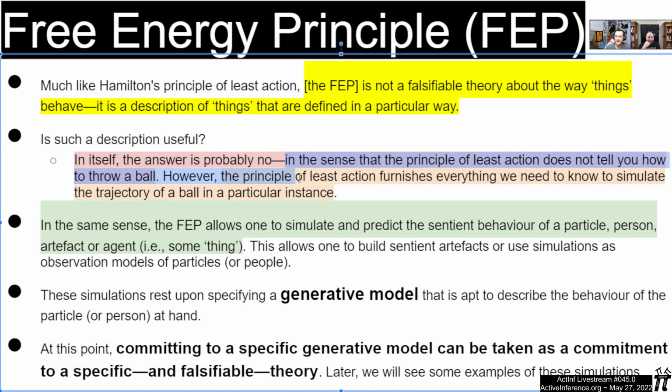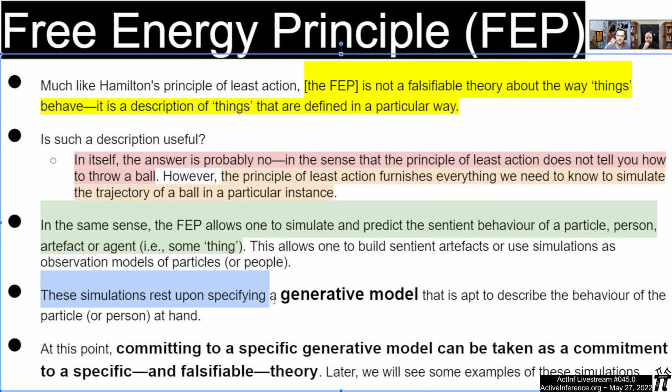In the sense that the principle of least action does not tell you how to throw a ball. However, the principle of least action furnishes everything we need to know to simulate the trajectory of a ball in a particular instance. In the same sense, the FEP allows one to simulate and predict the sentient behavior of a particle, person, artifact, or agent, i.e. some thing. This allows one to build sentient artifacts or use simulations as observation models of particles or of those other mentioned types of systems.